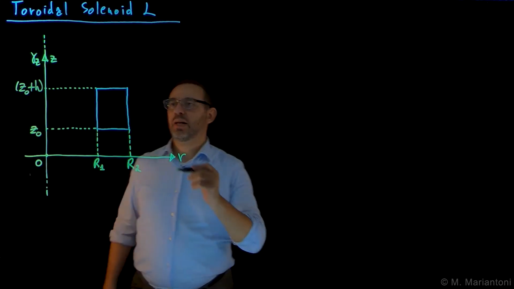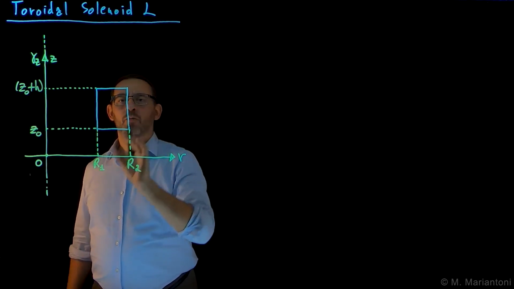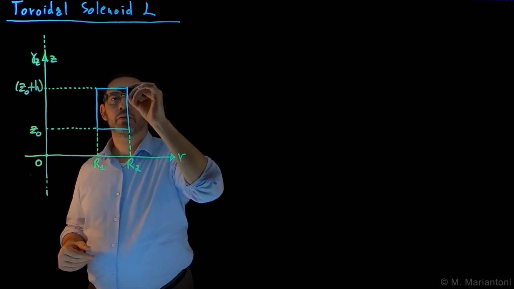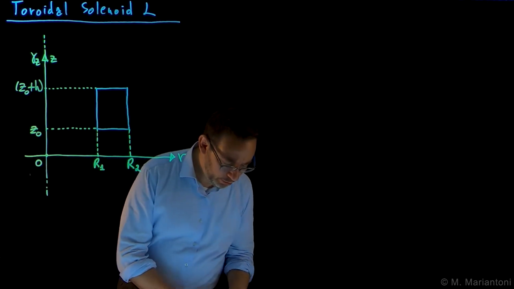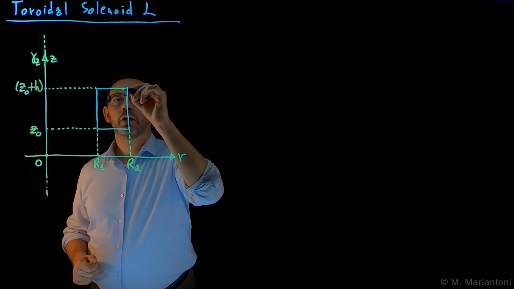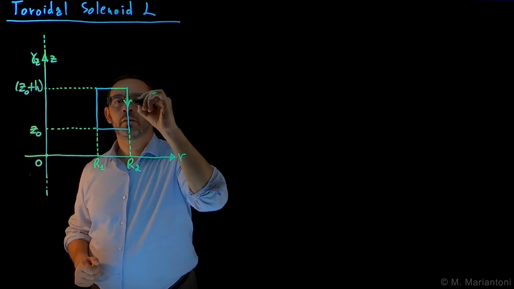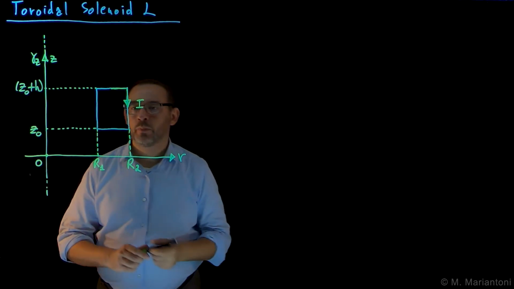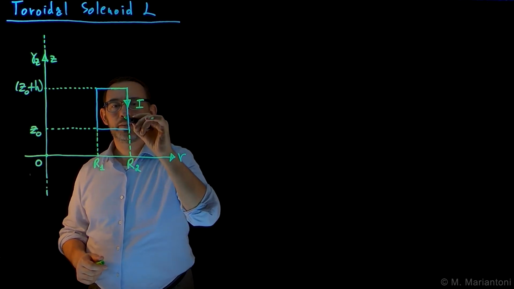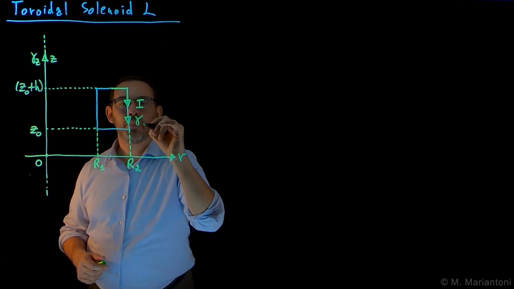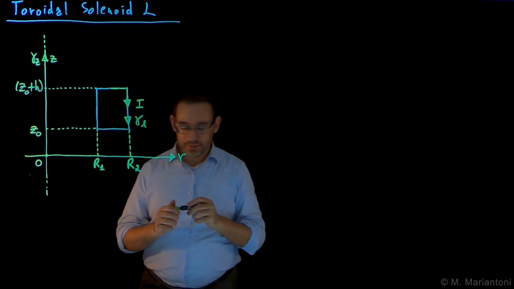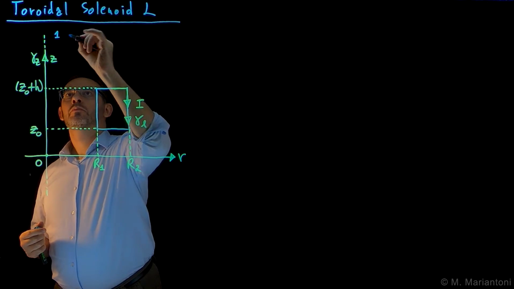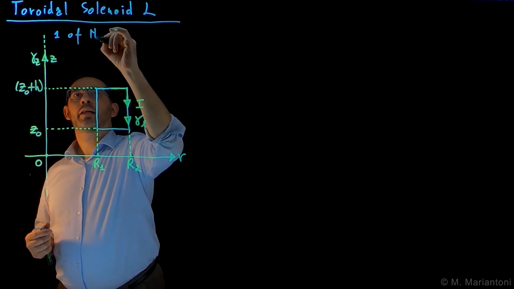The loop is characterized by an orientation, which, as always, we orient in this way. So the current goes down, let's do it in yellow. The current goes down like this. This is I, and the orientation of the loop is also this. This is gamma L, where L is for a loop. This is one of N loops, one of capital N loops.